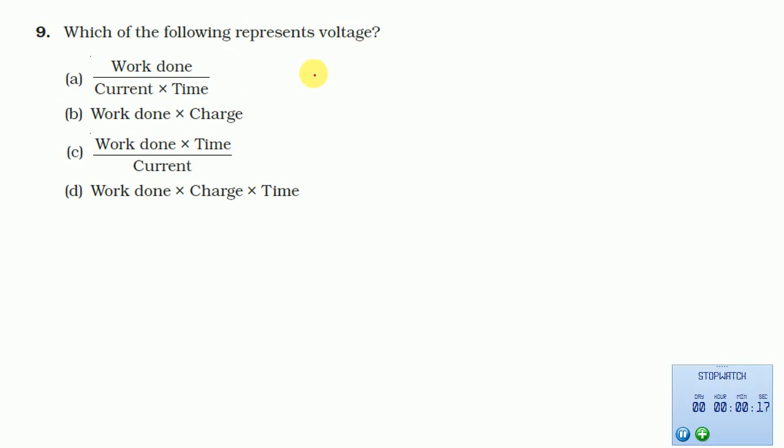Work done by current into time, work done into charge, work done into time by current, or work done into charge into time. You have to think. Okay, time is over. Now we know that the formula for voltage is W by Q: work done in bringing unit positive charge from infinity to a point in the electric field. And this is work done by current into time. We'll see one by one.